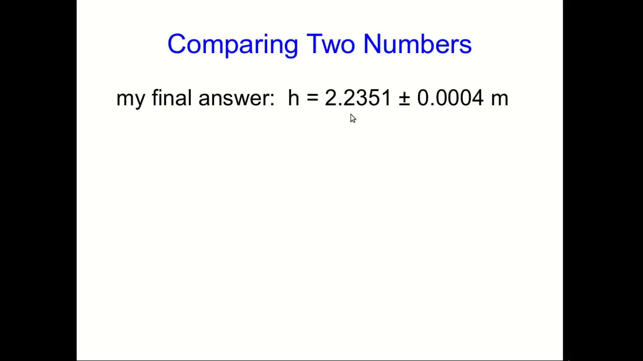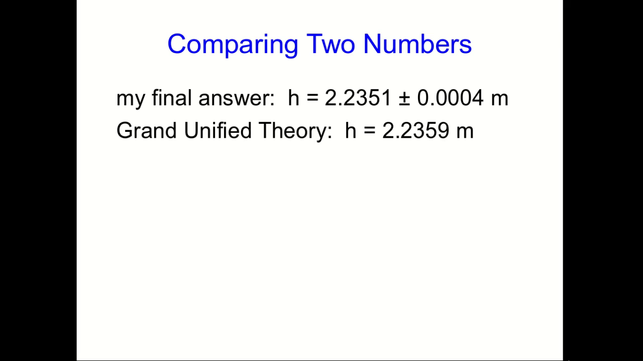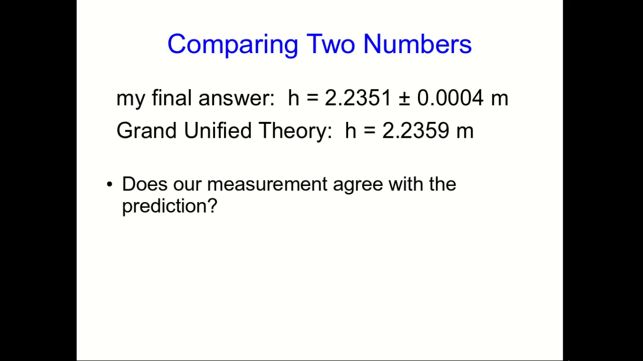Remember that the whole point of this exercise was to be able to compare two numbers. So here's our final measurement, and remember we had this grand unified theory of doors that predicted this height for the door. Do these agree? Well, at first sight it might look like they don't, because that predicted h is outside the range that seems to be indicated by our measurement. Except remember that that uncertainty there is a typical variation. And by typical, we actually mean only about 2 times in 3.